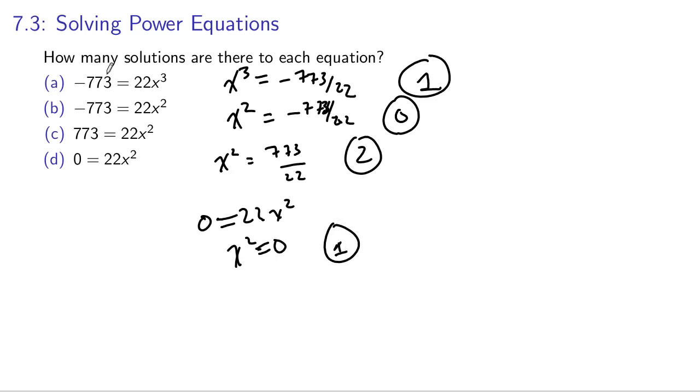So just to go over the cases again, an odd power, one solution. Even power, we could have none, where it's negative, 1 if it's 0, and 2 if it's positive, for the plus or minus the square root. Right, so the solution here is plus or minus the square root of 773 over 22.